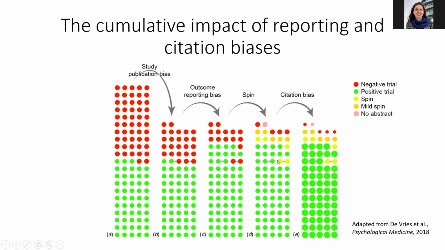On top of that, we can add another kind of bias, that is the citation bias, meaning positive trials were cited three times more than negative ones. So in the end, if you are looking for evidence that a treatment is effective, you can definitely find it in the published literature. What you don't see is the other side of the story: all the studies that found the opposite, and we don't have information about it.